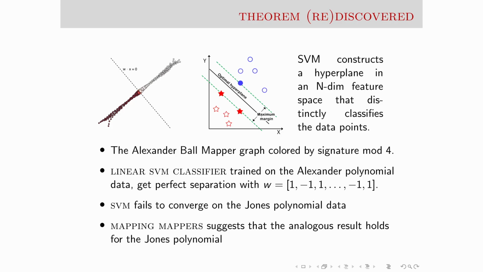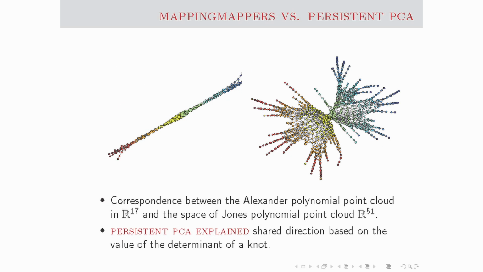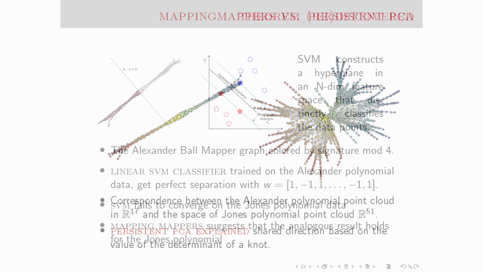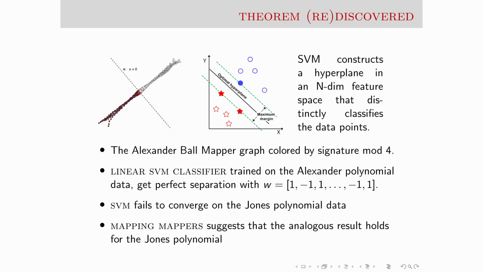So they ran SVM, trying to find a hyperplane that separates knots with these different values modulo 4. And the linear SVM classifier on the Alexander data returned the normal vector that corresponds to evaluating the Alexander polynomial at -1, which is the determinant. However, it failed to converge on the 51-dimensional Jones data. But there's the correspondence, right? This correspondence doesn't lie. So we had to have the theorem. And indeed, what they did was rediscover the theorem.